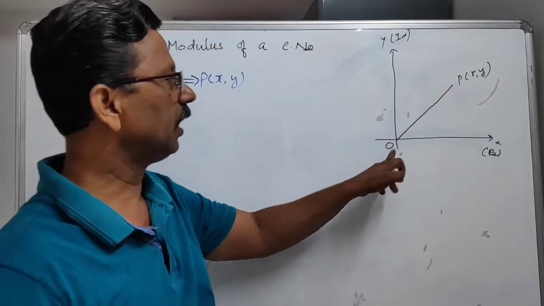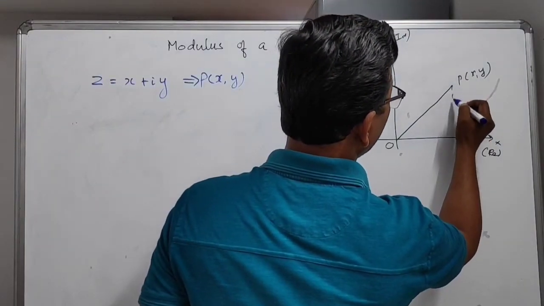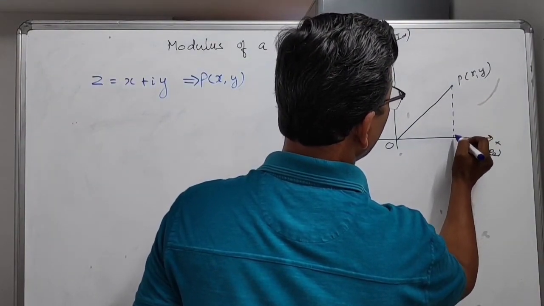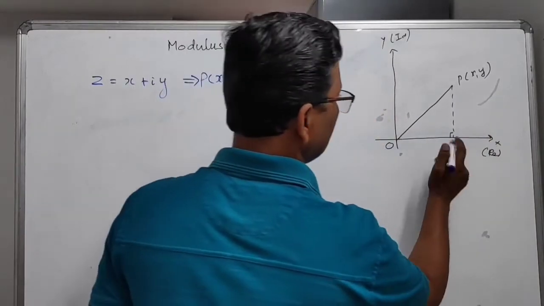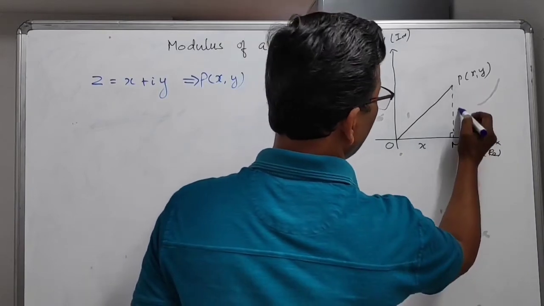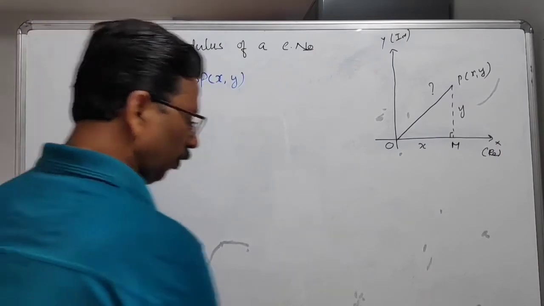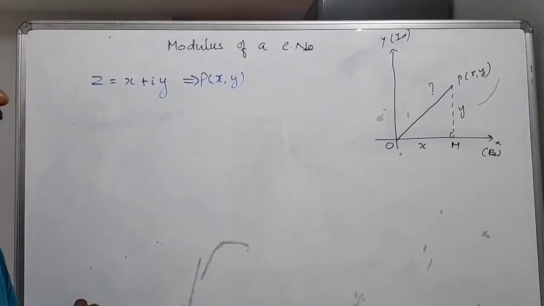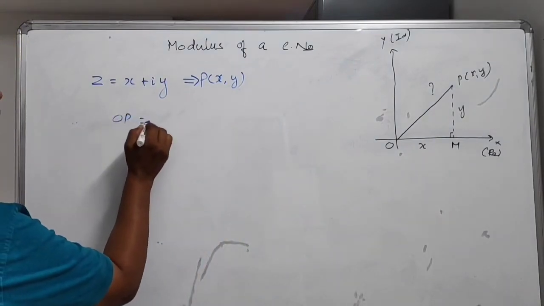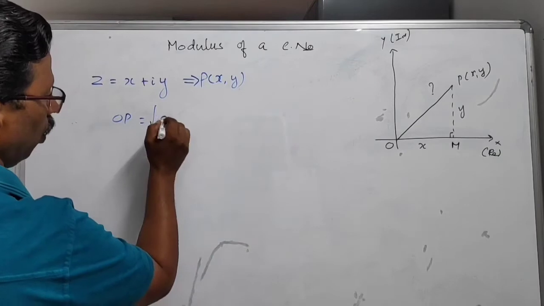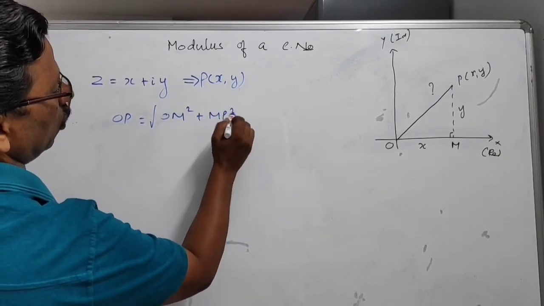Now we want to find the length of OP. How do you find it? You know very well. Using these coordinates, we can draw a right angled triangle like this. Take this point as M. This is the x value and this is the y value. We need to find this distance OP. Therefore, here we can use the Pythagoras theorem. By using the Pythagoras theorem, we can write OP is equal to the root of OM square plus MP square.